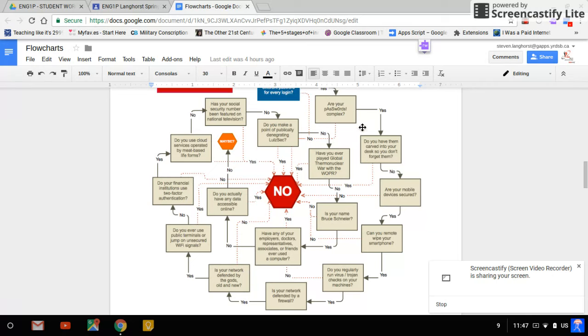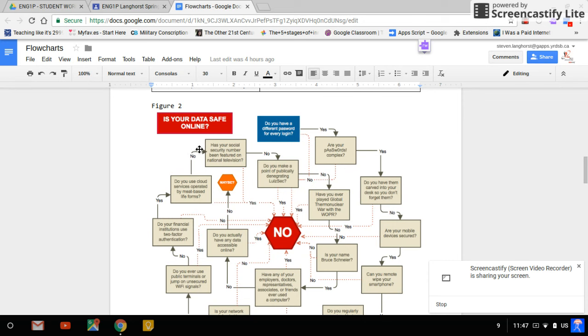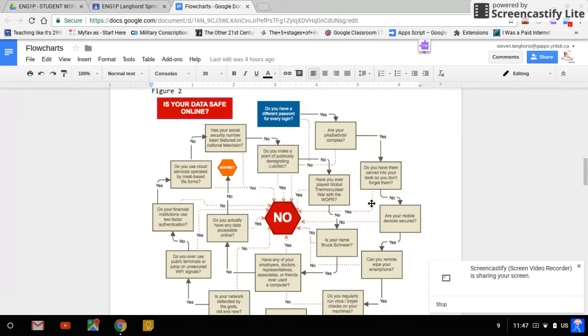If you are able to go all the way around, yes, no, all the way around answering questions that don't automatically say your information is safe, you go around and around and around. And then it says, do you have any data accessible online? No? Then maybe your data is safe online. Your job is to go through this flowchart.